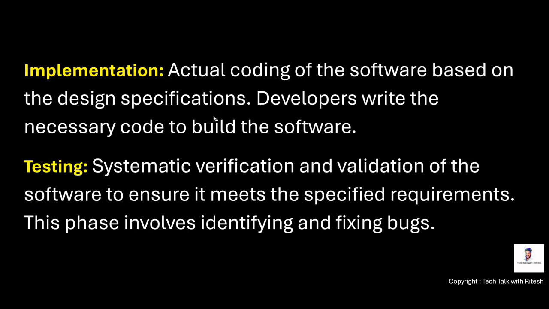Then we have the implementation phase. The system design goes to the implementation team as input, and they do the actual coding of the software based on the design specification. Developers write the necessary code to build the software. Then it goes to the quality assurance team. The testing happens, which is systematic verification and validation of the software to ensure it meets the specified requirements. This phase involves identifying and fixing bugs, right?